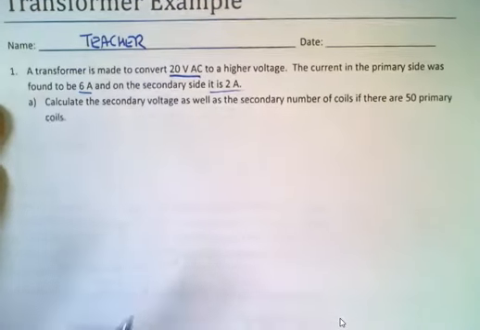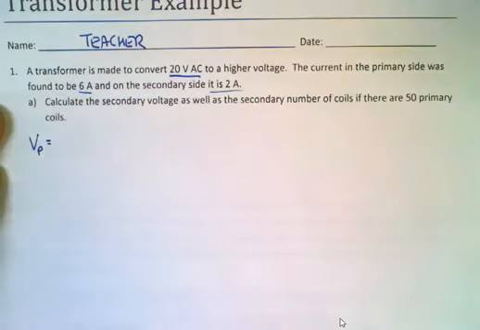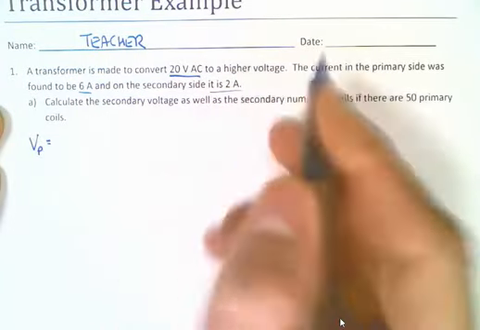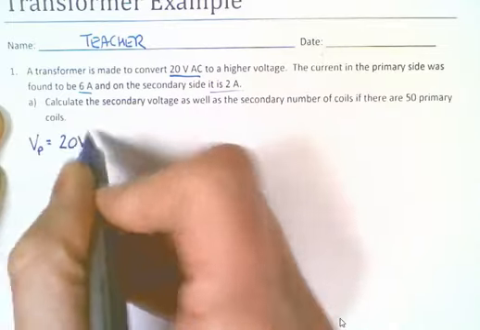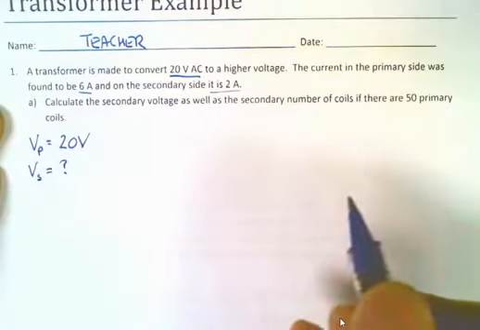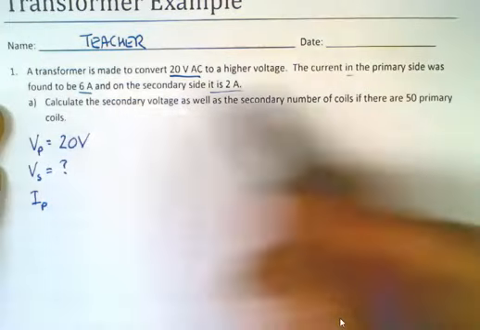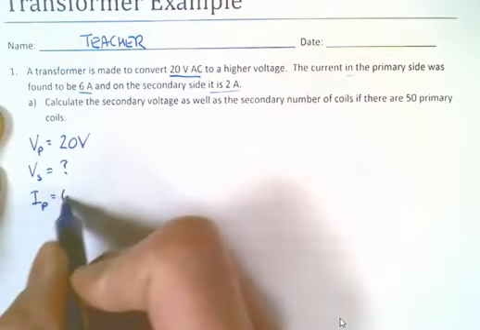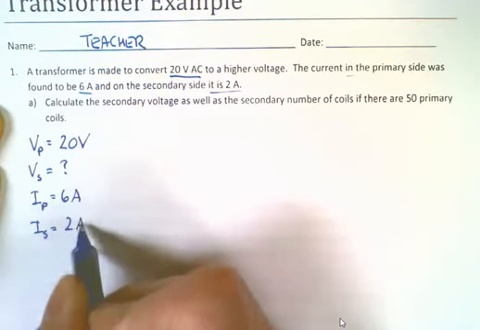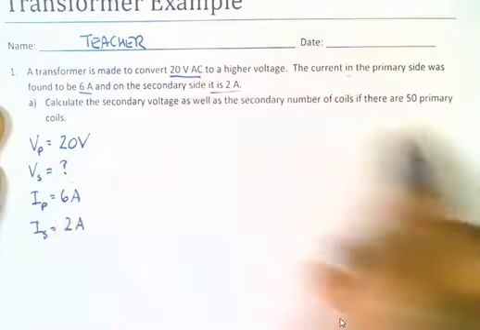So one of the first things we're going to do is write out the given information. VP, our primary voltage. We can see here you're trying to convert this to something higher, so this would be our 20 volts. Our secondary voltage is the unknown higher voltage that we want. It says here that the primary current was 6 amps and the secondary current drops to 2 amps. Well, if the current is dropping, the voltage must go up. Remember, the two are reciprocal to each other.